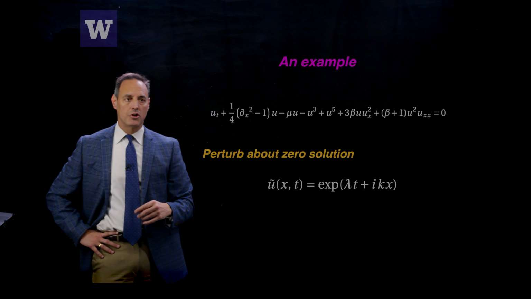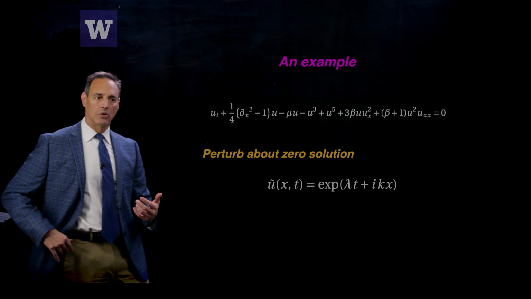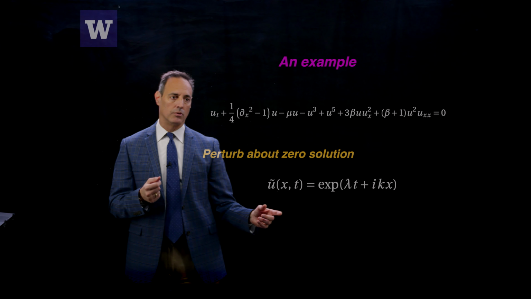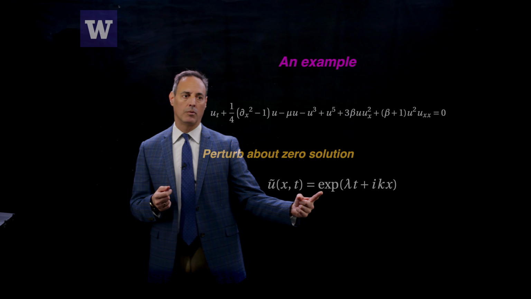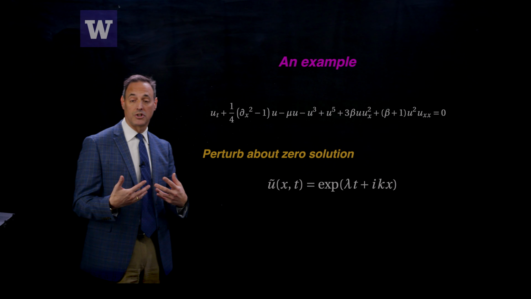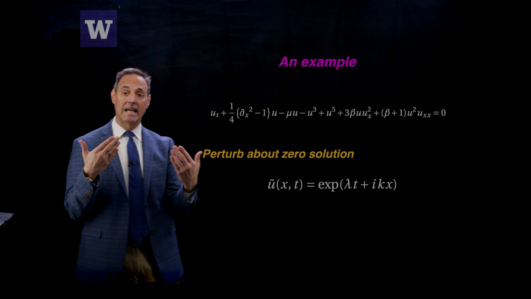So what I'm going to do is perturb about the 0 solution. I'm going to say u tilde, which is the perturbation around the 0 solution, also is going to have this form here, which is e to lambda t plus ikx. This is going to be my dispersion relationship, where I can relate lambda and k together.